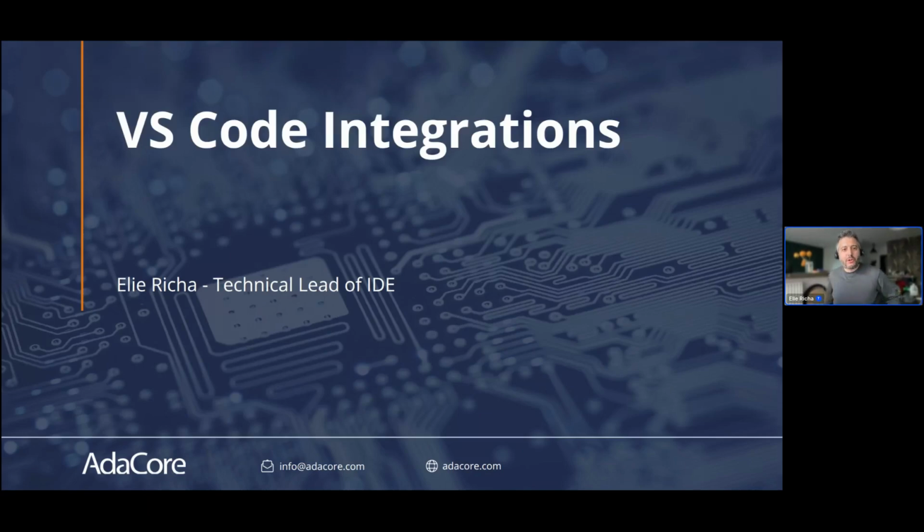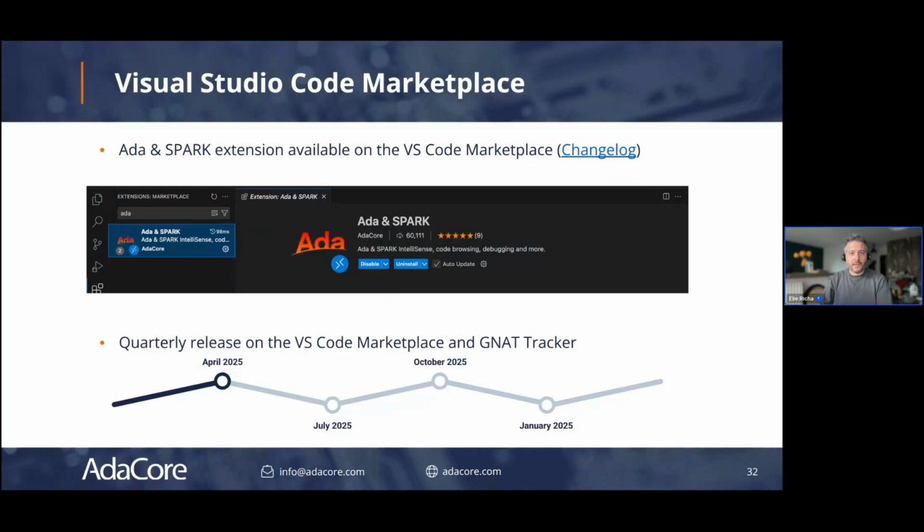So Visual Studio Code is one of the most popular IDEs at the moment. And we provide an extension for that IDE, the Ada and SPARK extension. The extension is available on the Visual Studio Code marketplace. So directly from your VS Code instance, you can switch to the extensions tab, search for Ada, and install the extension from there. It's also available on GNAT Tracker, so you can pick it up from whichever source is more convenient to you.